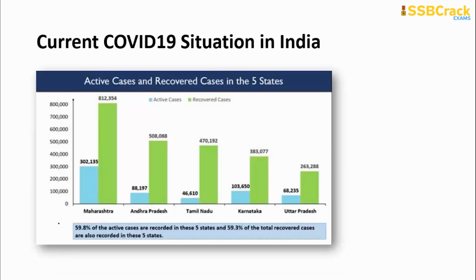In this chart, you can clearly see the active and the recovered cases in 5 states: Maharashtra, Andhra Pradesh, Tamil Nadu, Karnataka, and Uttar Pradesh. 59.8% of the active cases are recorded in these states, and 59.3% of the total recovered cases are also recorded in these 5 states.